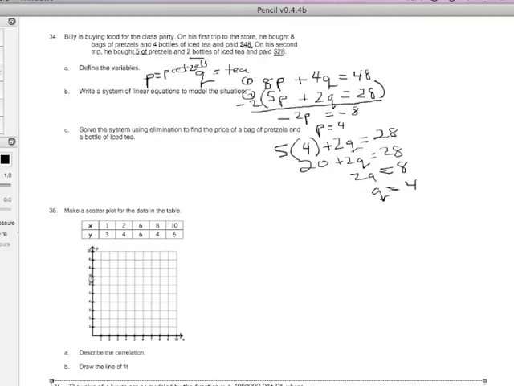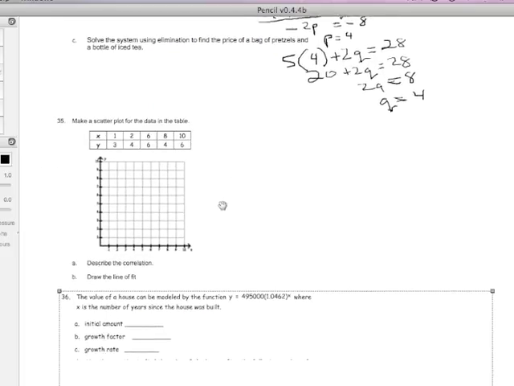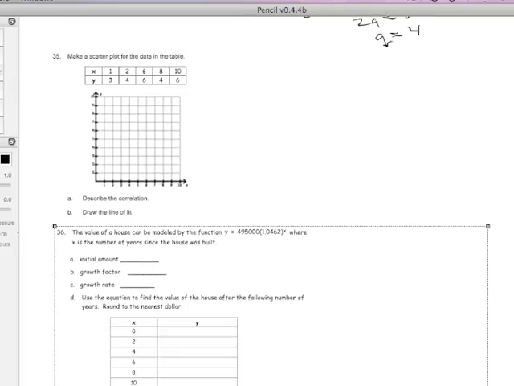Make a scatter plot for the data in the table. Oh, then we're going to have to do some other junk. So 1, 3, there's our first point. 2, 4, 6, 6, 8, 4, and 10, 6.